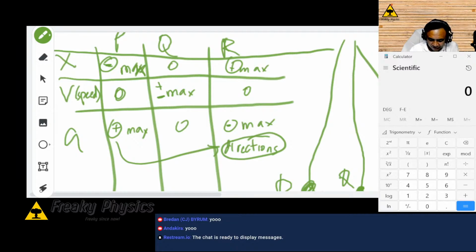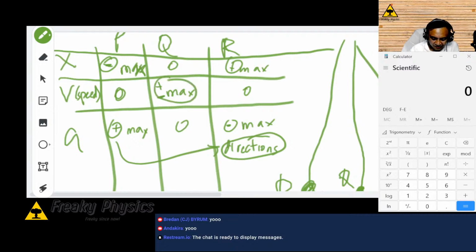Now, for point Q, we can do a positive and negative there simply because at Q, you could be going from P to Q to R, or you could be going from R to Q to P. So it depends on the context here.